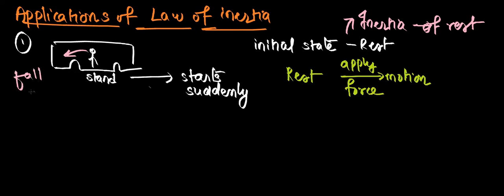You will fall backward. We tend to fall backward. Why? The bus is moving in the forward direction, so due to inertia of rest. What is inertia of rest? Your body behaves against the change that is being made to you. Now along with the bus your body is pulled in the forward direction, so according to inertia of rest your body must oppose that. So where will you go now? You will go in the backward direction.